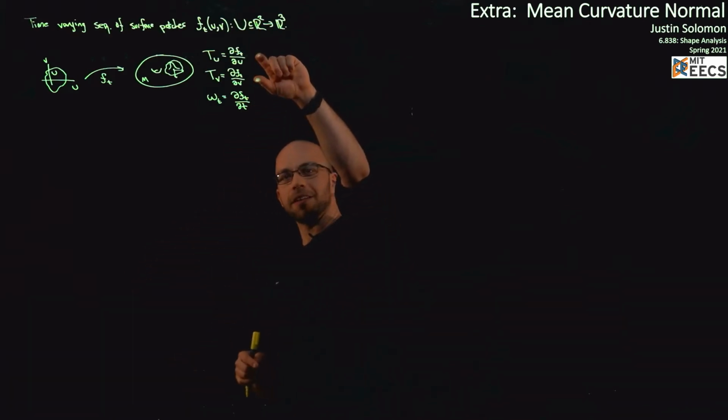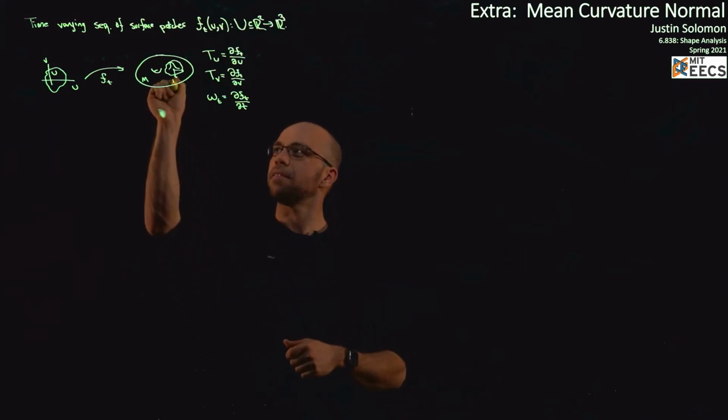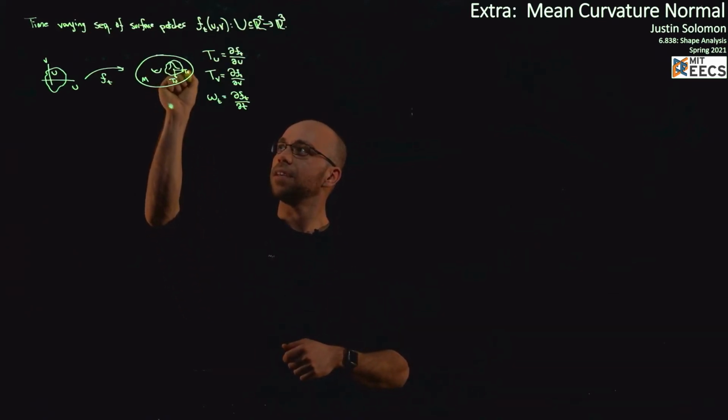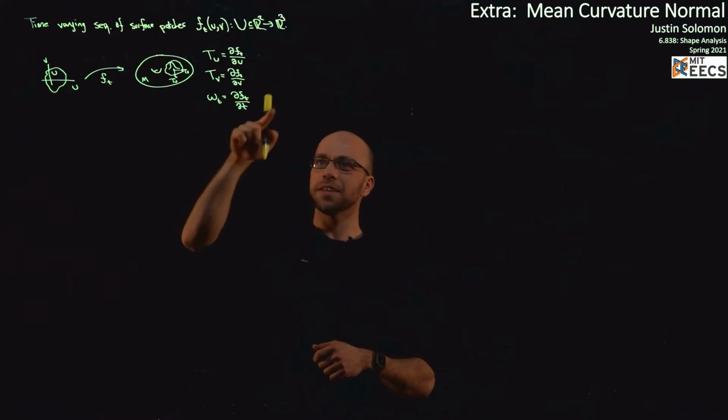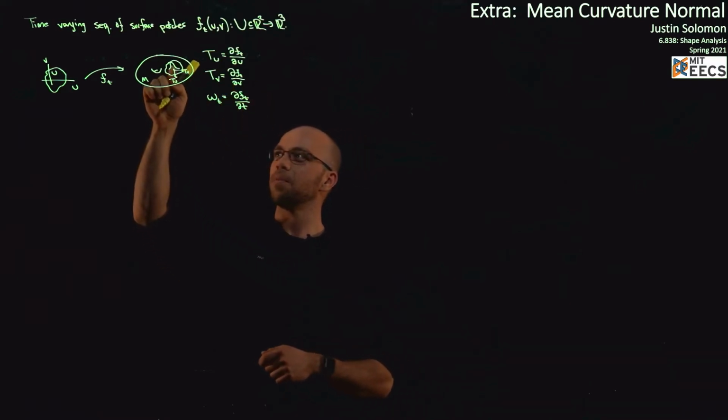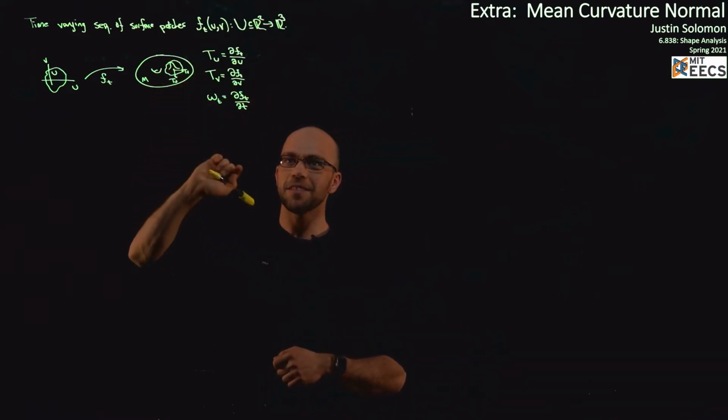So these two guys are tangent vectors, like maybe this is Tu and this is Tv, and then we have a third vector which says I'm going to stand at a point and look at its velocity as the surface changes, right?